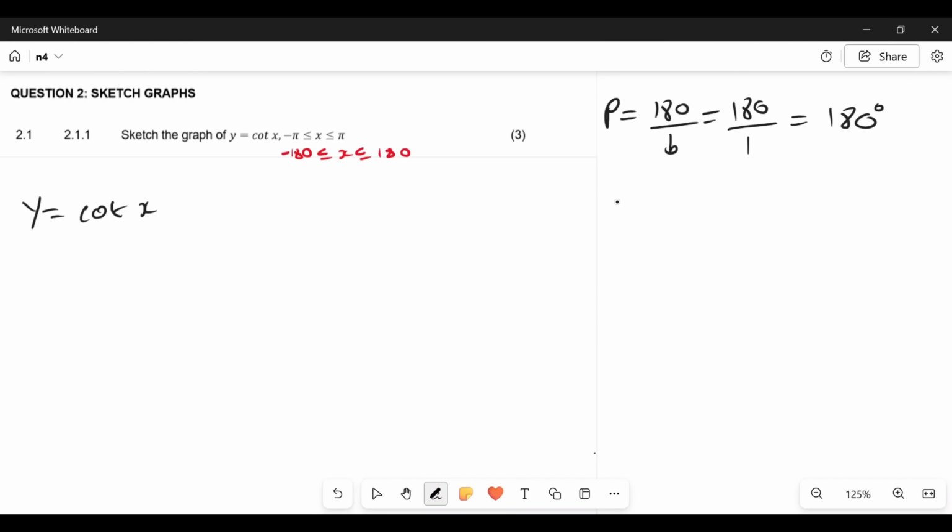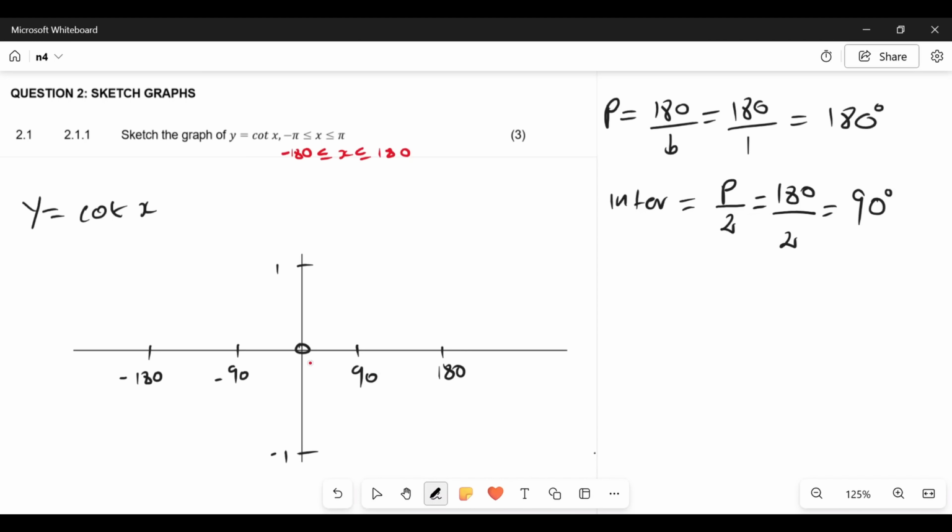And then from there, we need to calculate the intervals. This is the formula for tan and also cot to calculate the interval: period divided by 2. We already established that our period is 180, so we divide by 2. 180 divided by 2 gives us 90 degrees. This means that from one point to another, we move by 90 degrees. So let me first draw the Cartesian plane so that we can draw our graph.